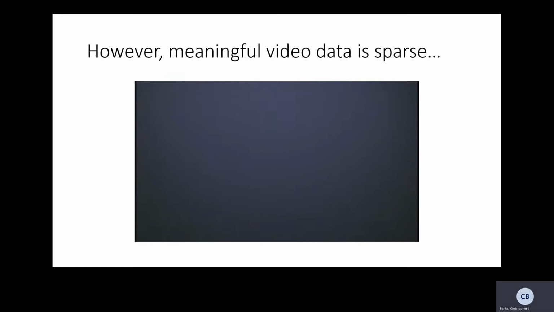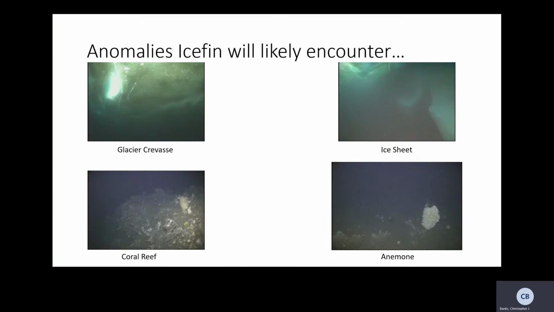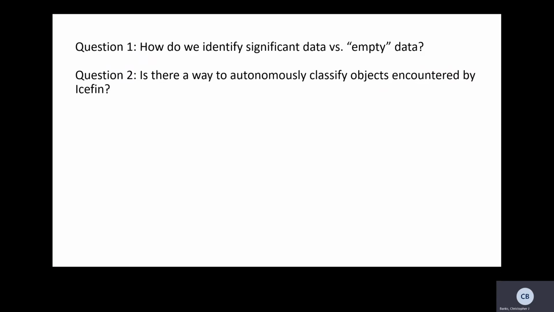So what kinds of anomalies are we interested in looking at? These are some of the anomalies that Icefin will likely encounter, such as seafloor life, like the coral reef or anemone, or interesting ice structures like this glacier crevasse or the ice sheet. All of these would be important to recognize, but some, such as the glacier crevasse, might be more interesting to investigate. Therefore, we'd like to both identify camera images that have anomalies and then learn how to differentiate anomalies from each other. So this brings us to our questions.